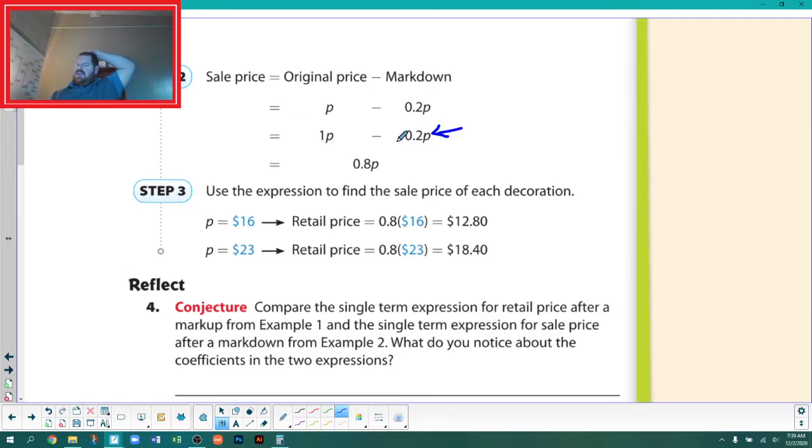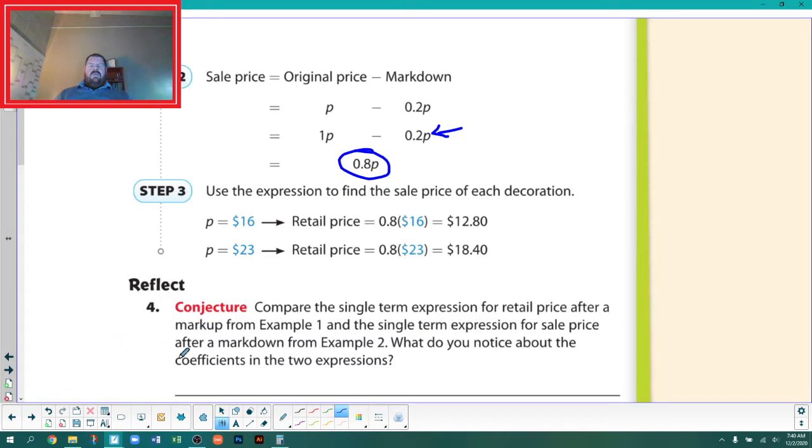And so they do it there. They multiply 16 and 23 by 0.8. Let's look at this conjecture problem. It says compare the single term expression, so that would be this one. This is the single term expression for the retail price after a markup in example 1, and the single term expression for the sale price after a markdown in example 2. There's a lot going on there.